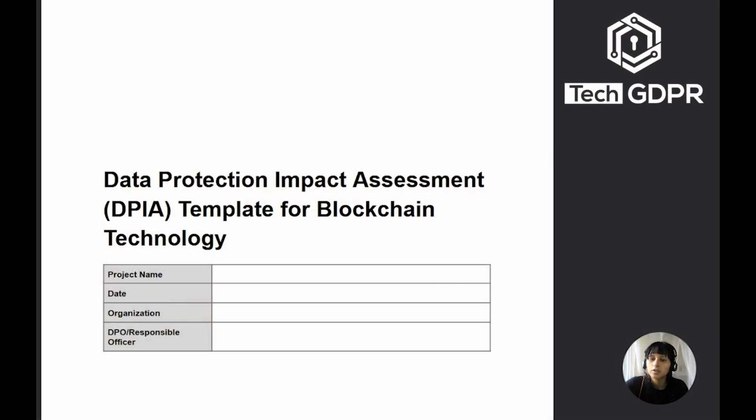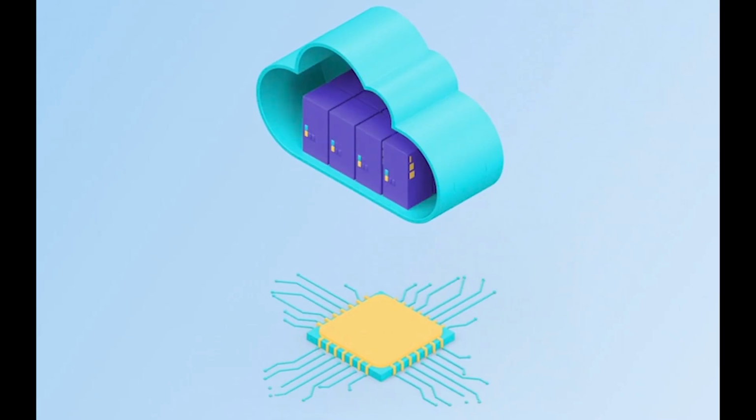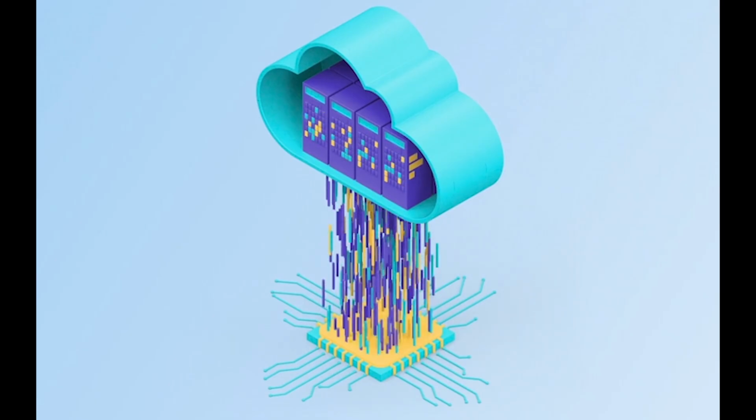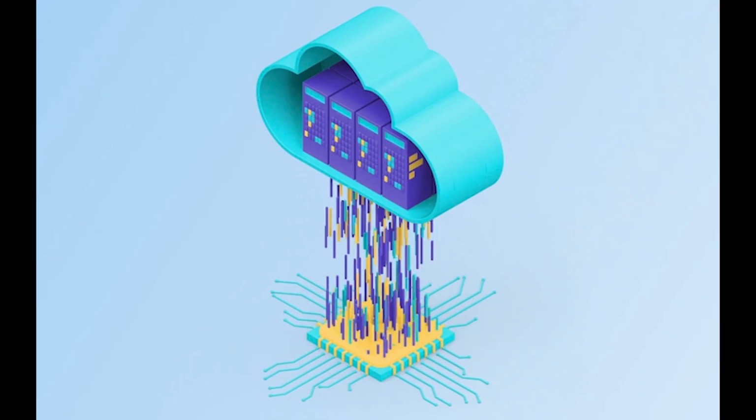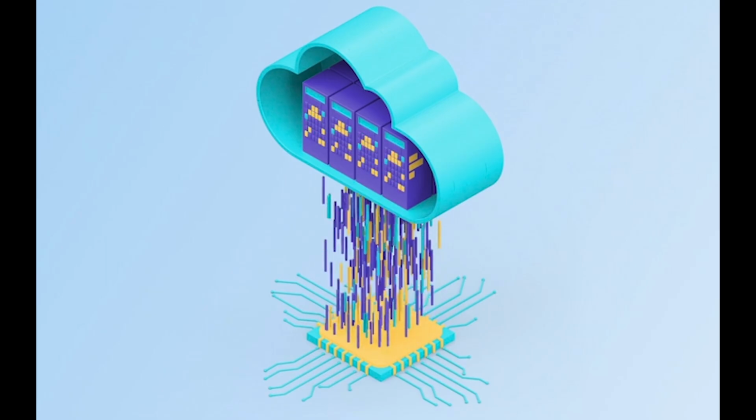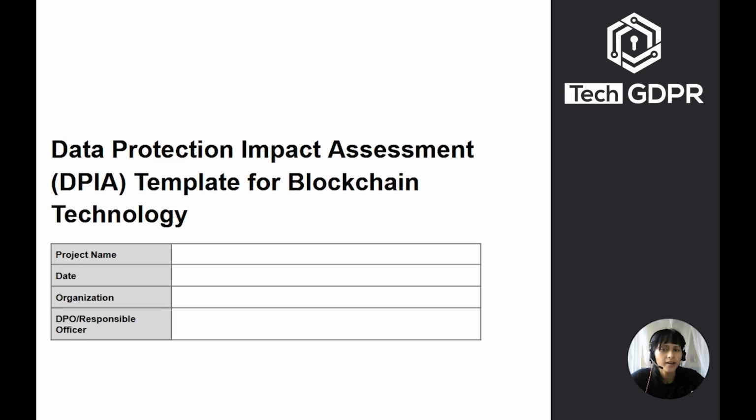Blockchain and other decentralized technologies introduce additional complexity. Data is often shared across multiple participants and may be difficult or even impossible to modify or delete. Conducting a DPIA helps organizations map data flows, assess risks, clarify access rights, and implement safeguards to protect individuals' privacy. It also helps demonstrate accountability to regulators and users.